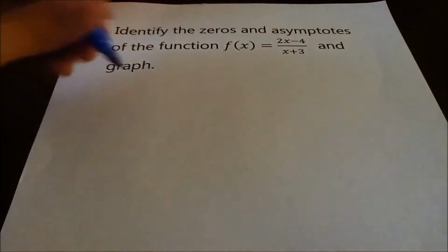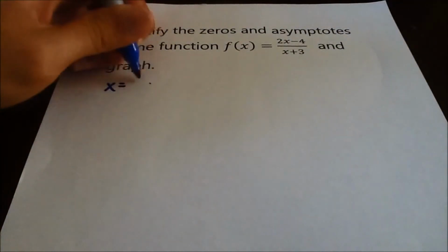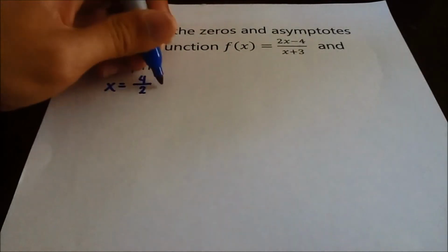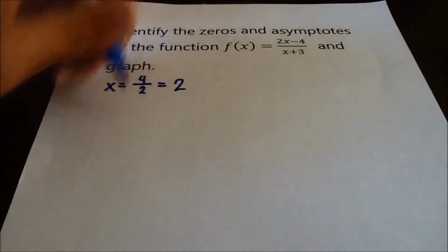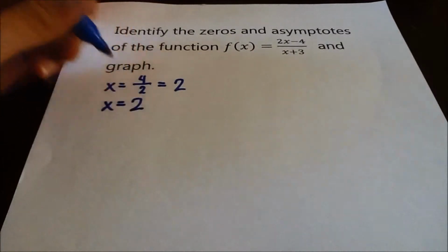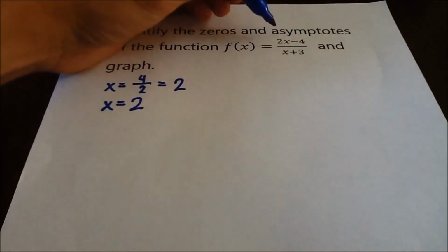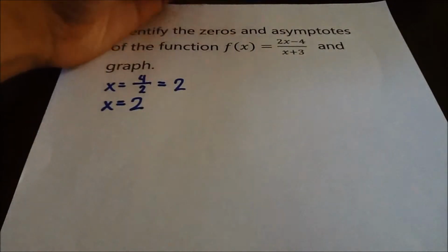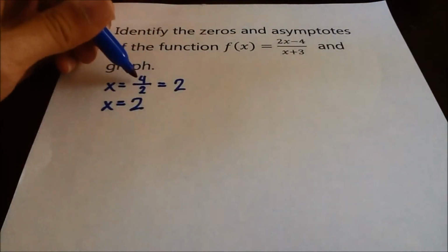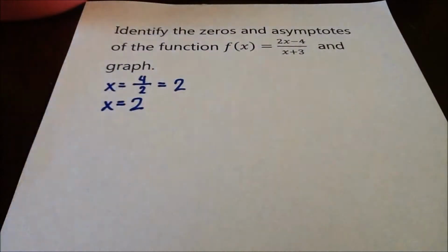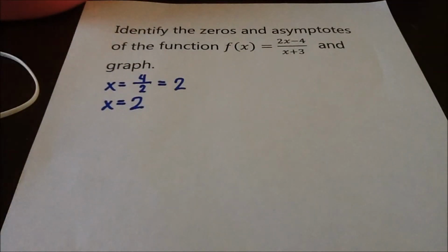The real zero is x equals 4 over 2, and you can simplify it to 2. If you were to make 2x minus 4 equal to 0, where you add 4 on both sides and divide by 2, that's how you will find this answer, which can be simplified to 2. So we have our zero. The next is to find the asymptotes.